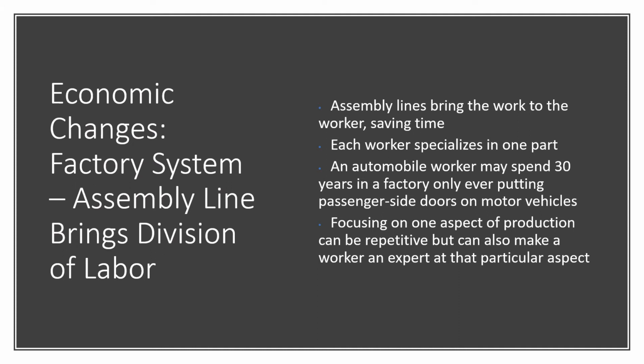The factory system also brought about the division of labor. The assembly lines did bring work to the worker. It saved time. Each worker was specialized in one part. An automobile worker who built cars may spend 30 years working in a factory, and all that person ever did was put the passenger side door on the car on that belt. And someone farther down the belt would put the next door on, then the next and next. Focusing on one aspect of production can be repetitive, but can also make a worker an expert at that particular aspect, which would definitely help to reduce the cost.